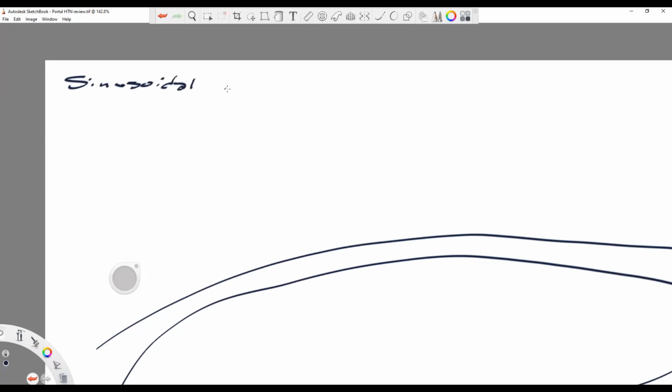Sinusoidal, and that is going to be, for the most part, we'll just say cirrhosis, sinusoidal. In other words, the liver itself is the problem. When we say sinusoidal, it's the liver itself.